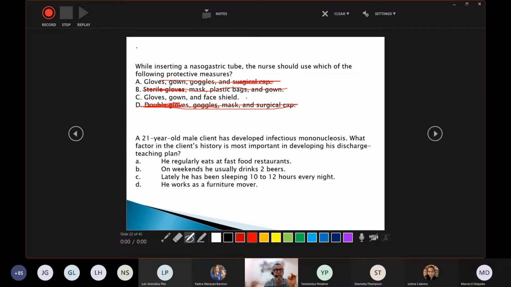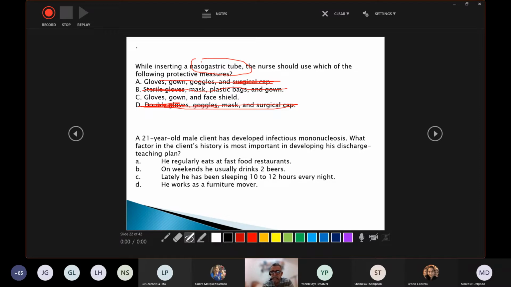Gown, yes, and face shield, perfect. Why? Because introducing a nasogastric tube, the patient can vomit, and then you need to protect yourself from vomiting. You cannot anticipate whether the patient is going to vomit or not. So obviously it's good to use gown and face shield. Remember that this is NCLEX.